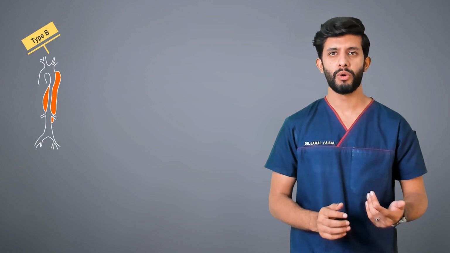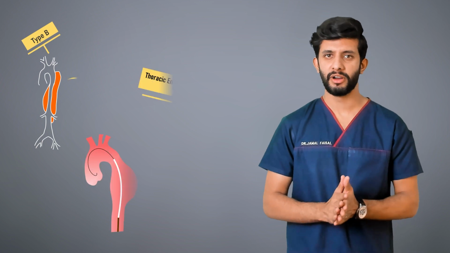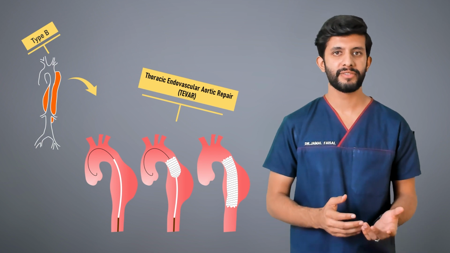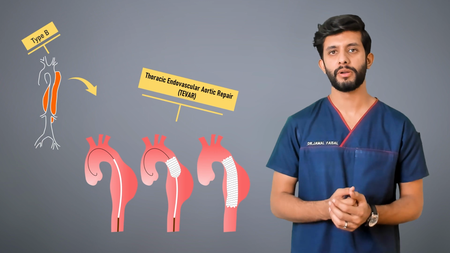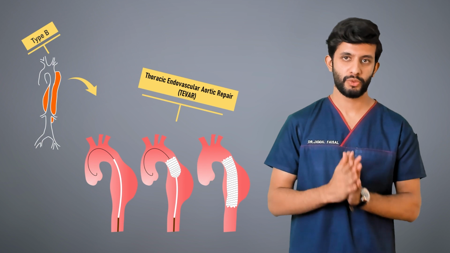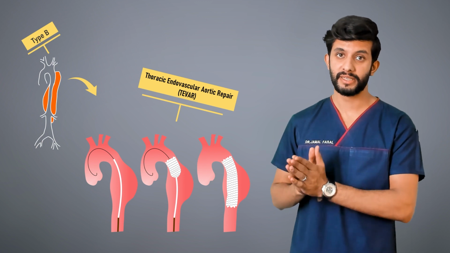Now for type B dissections, usually optimization of the medical therapy in the form of the antihypertensives seems most appropriate. However, surgical intervention is reserved for people who are exhibiting either signs of impending rupture or signs of decreased perfusion. So there's this procedure called TEVAR, which stands for thoracic endovascular aortic repair. And it's less invasive than open surgery. And so it's primarily for patients with complicated type B dissections.